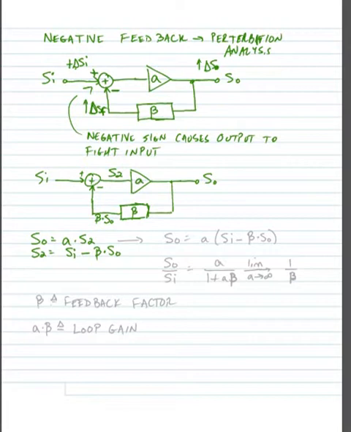So if we make substitutions, we can find that S out is equal to A times S in minus beta times S out. And rearranging, we can write an expression for gain. S out divided by S in is equal to A divided by 1 plus A times beta. Now a couple of things here fall out. We call the term beta our feedback factor, and the term A times beta is defined as our loop gain.